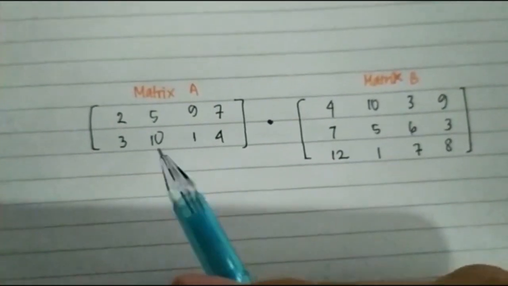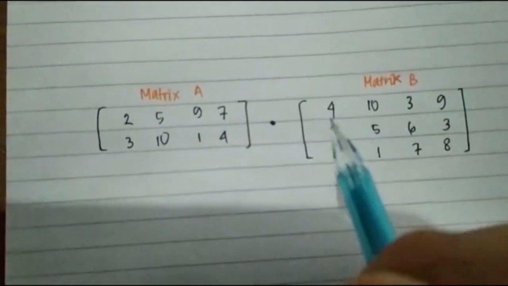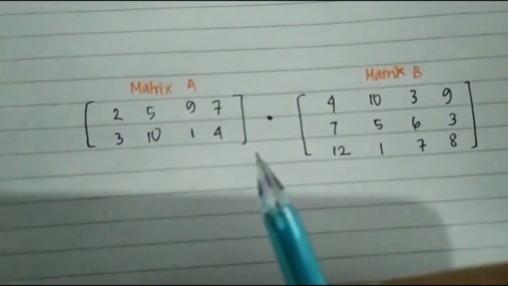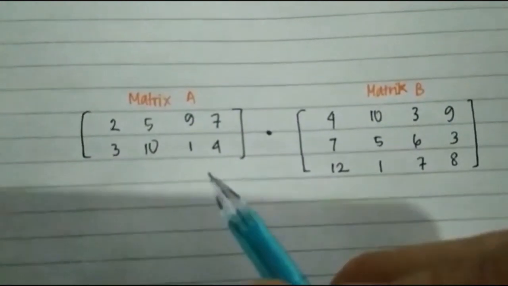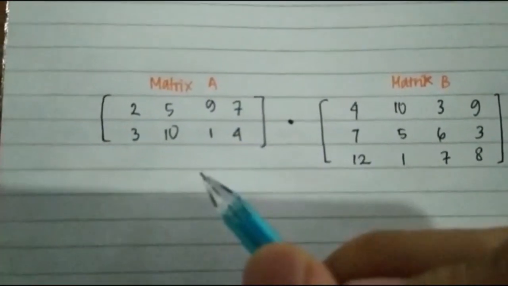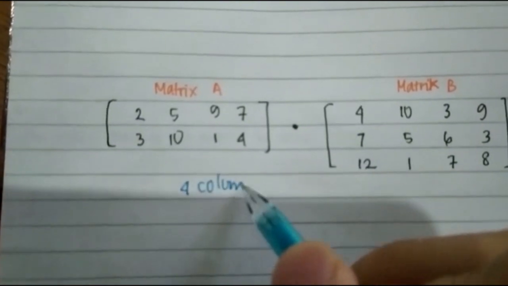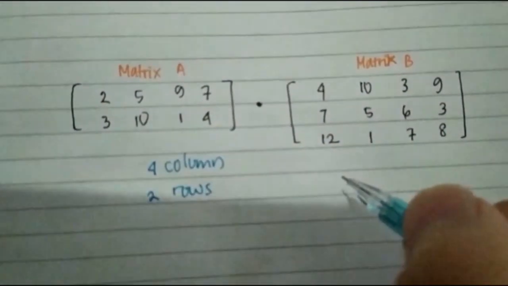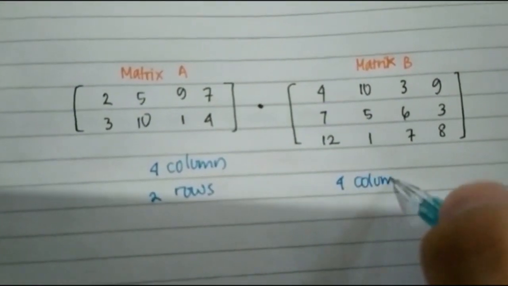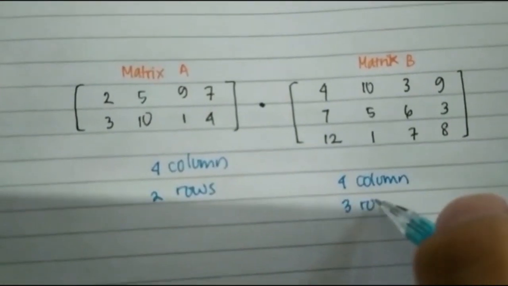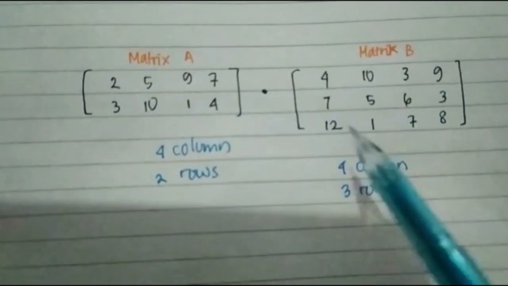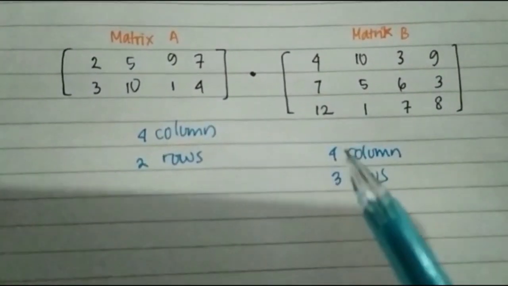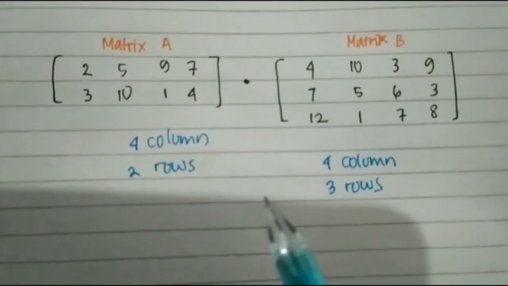Okay, then here is the matrix A and matrix B. And my question is, can the two matrices below be multiplied? So let's try it. Matrix A has 4 columns and 2 rows. Matrix B has 4 columns and 3 rows. Since the number of columns in matrix A doesn't equal the number of rows in matrix B, the multiplication of A and B is undefined.